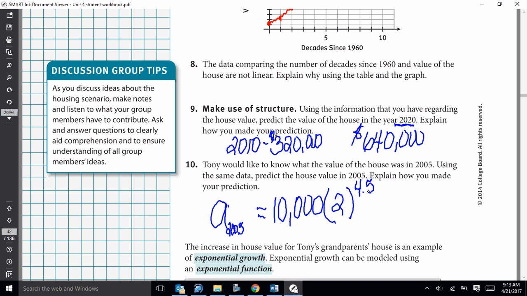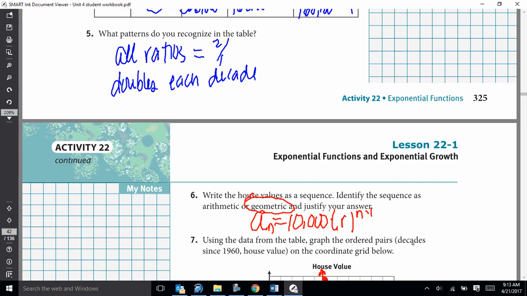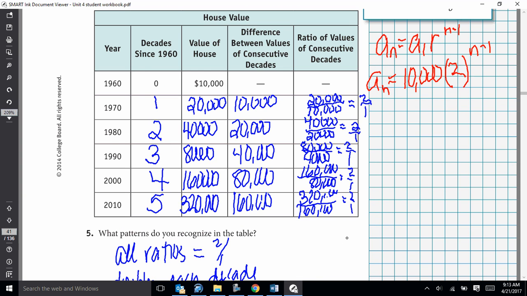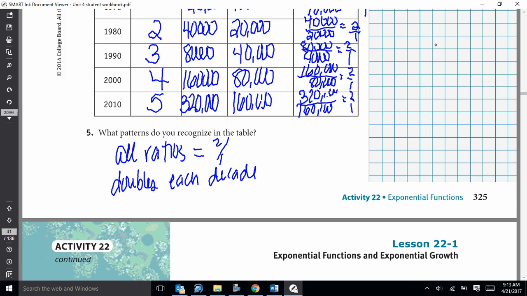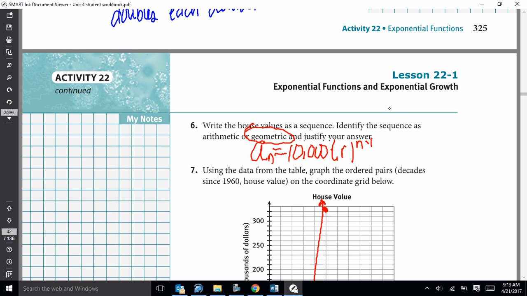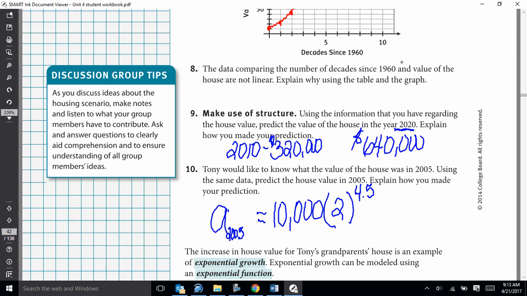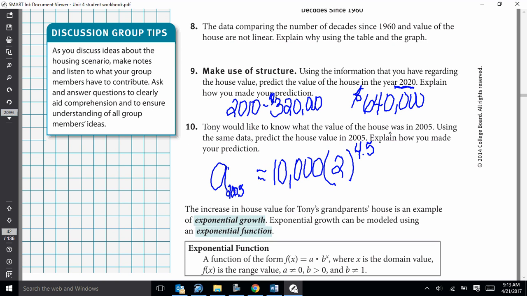So let's correct our equation. We started at 0, so we don't have to do that initial minus 1. Now, if they had started 1960 at 1, what would we have to do to our exponent? Subtract 1, right? But here, it's a good thing they had us test this out so we could catch our mistake. So we don't have to subtract that 1, so now what is the corrected equation?